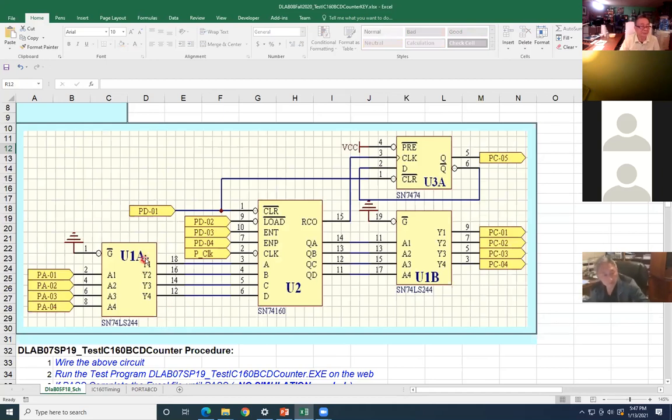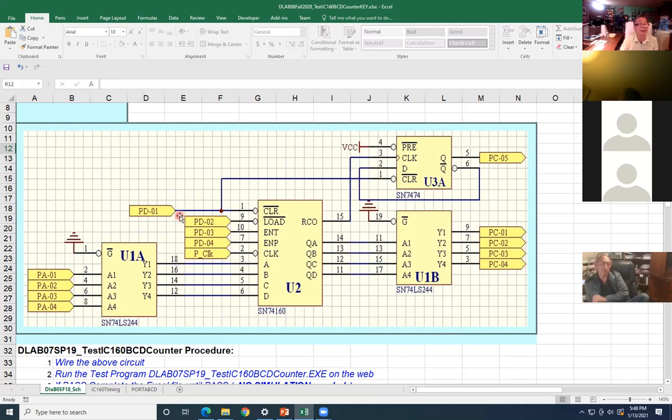Now, first thing, if you want to clear, you apply 0 here. 0 here will be clear U2, QA, B, C, D here 0. Okay? And also 0 here, clear U3. Pin number 5 will be 0. Okay? That means the clear. So if you want to do the clear, you apply PD01 as 0.